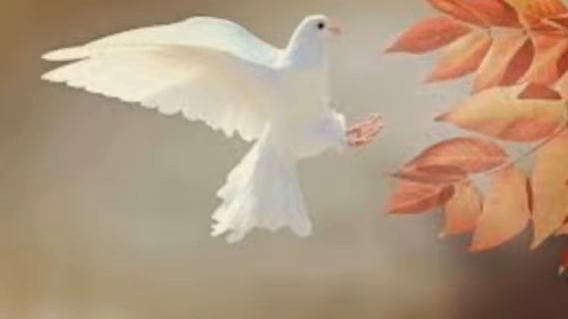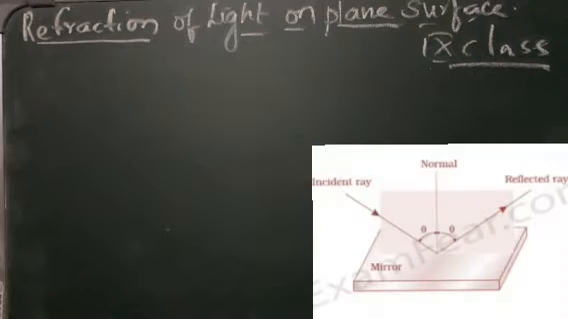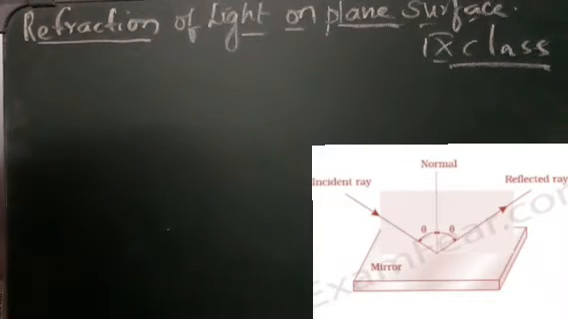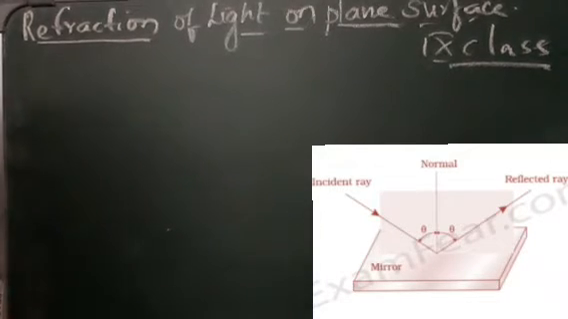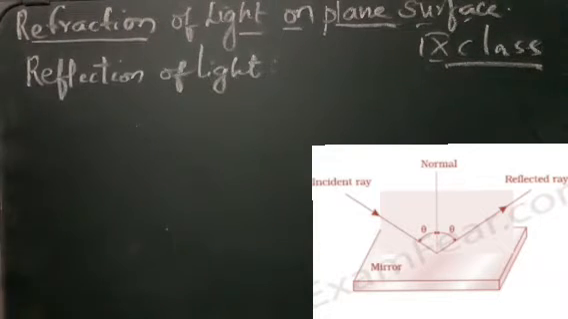This is your Naima Miss back again with a new lesson, that is refraction of light on the plane surface. Okay, so as far as I remember, I do think that you all also remember that we have learned about the reflection of light. So in our 7th class, what did we learn? What is reflection of light?